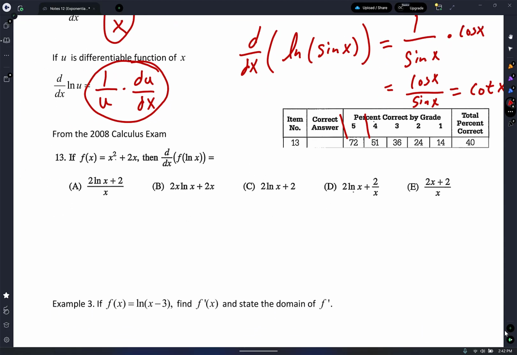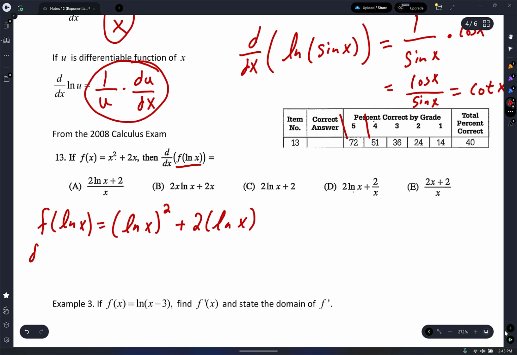This wants a derivative of f of ln of x. Before you can take the derivative, guys, find out what f of ln of x is. So here we go. I'm just going f. It's a composite function. F of ln of x is nothing more than, wherever there's an x, you're going to put ln of x. Parenthesis, ln of x, close it, squared, plus 2, parenthesis, ln of x, close it. Am I okay? Have I done anything crazy?